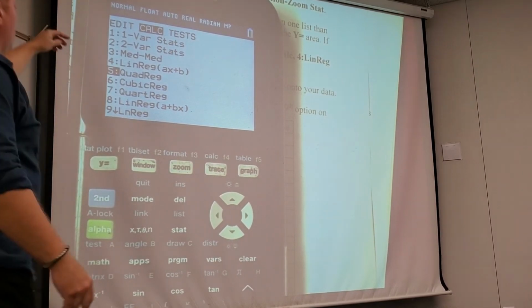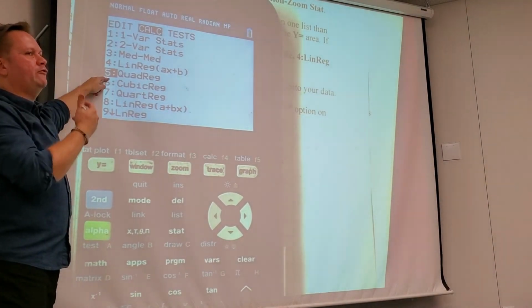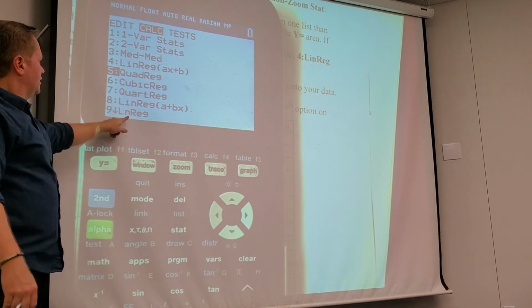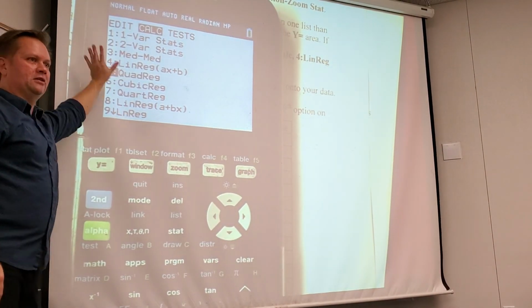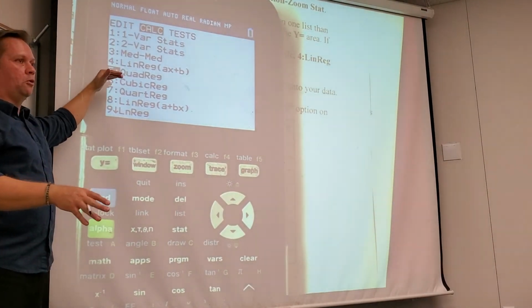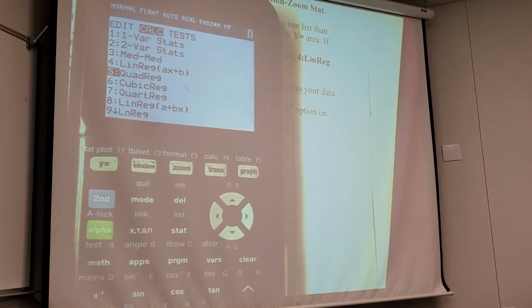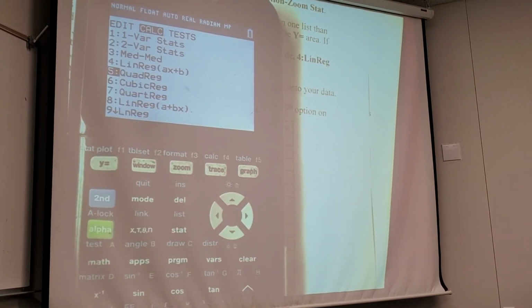And then there's cubic regression. Quartic regression. Natural log regression. Oh, don't worry about it. The only one we are going to worry about is straight line regression. So I just kind of want you to be aware that there's more than just that.